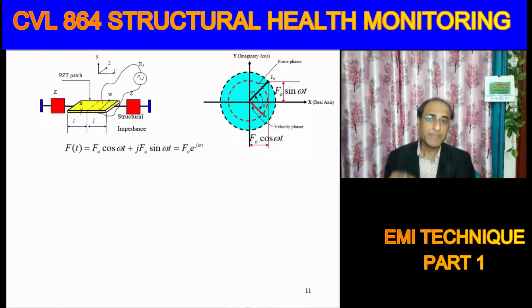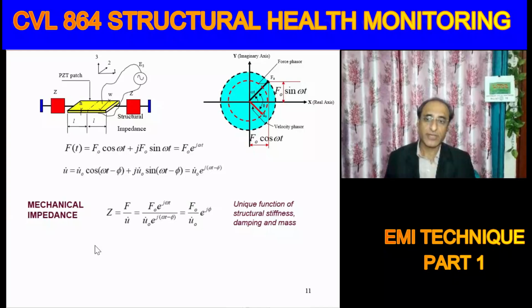When we say impedance, what response specifically are we targeting? We are targeting velocity response, because that's how we define impedance. We define mechanical impedance as the ratio of the force to the velocity. Because we have applied a sinusoidal force, the resulting velocity at this point will have some phase difference with the applied force, but the frequency will remain the same. If we find the ratio of the applied force at that particular point to the resulting velocity at the point, that is the mechanical impedance of the structure. This mechanical impedance is a unique function of structure stiffness, damping and mass characteristics. We'll use this term very often in connection with the EMI technique.